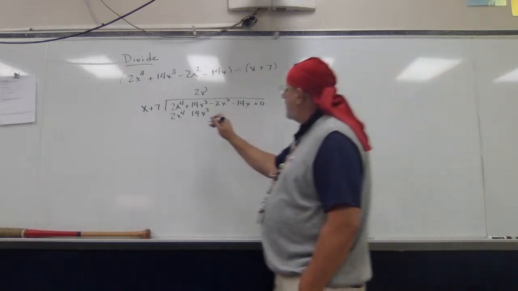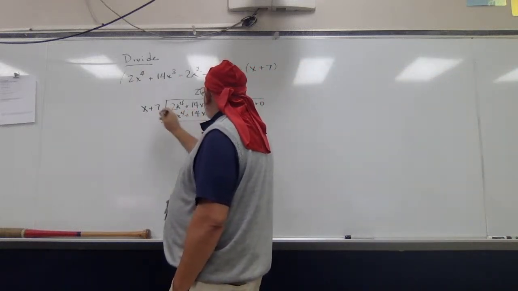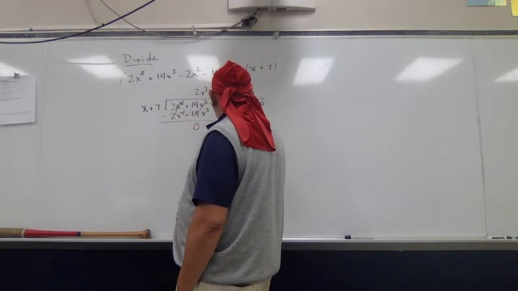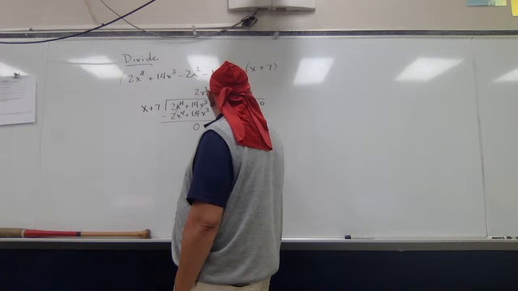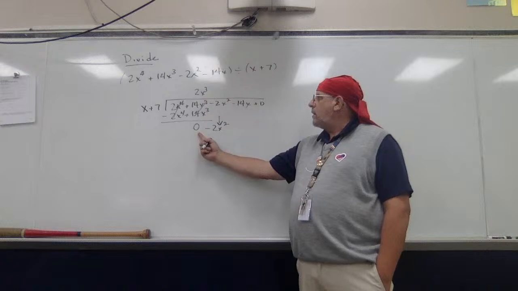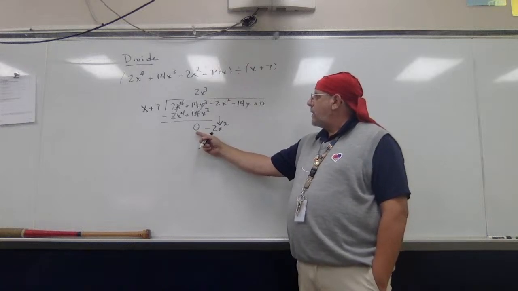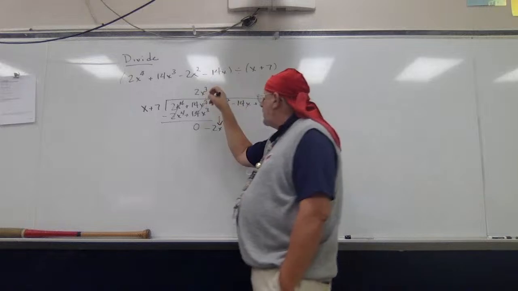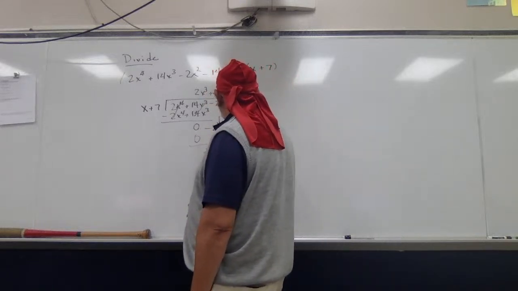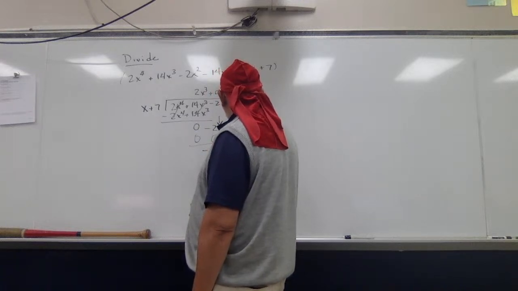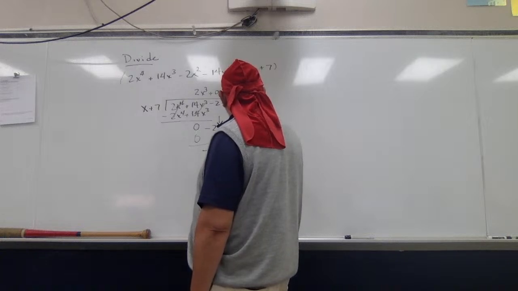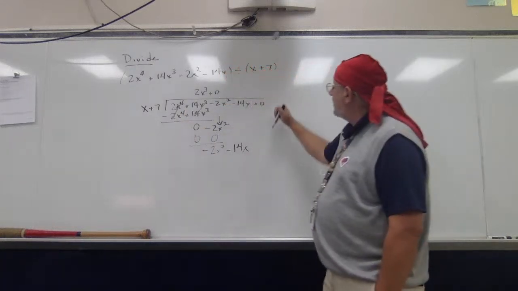We're going to subtract. What happens? That goes away, and that goes away. So I got 0, minus 2x squared. How do I get 0? I multiply by 0. So 0 and 0 gives me negative 2x squared. Bring down my minus 14x. That's why I don't need a 0.